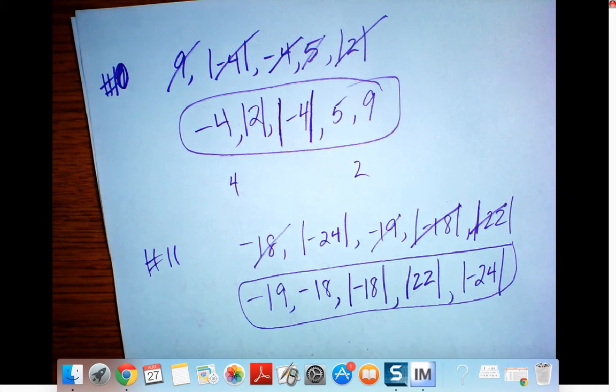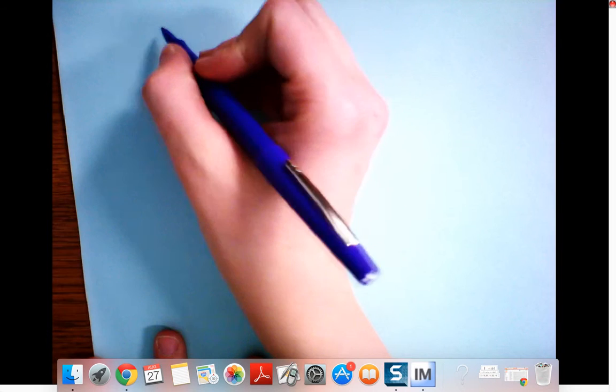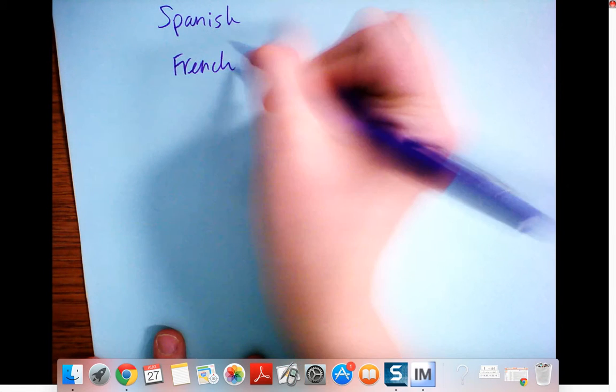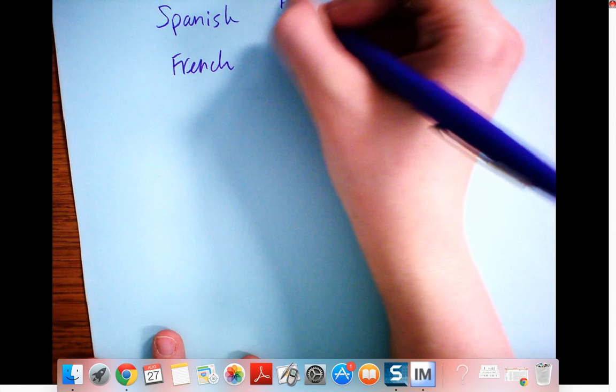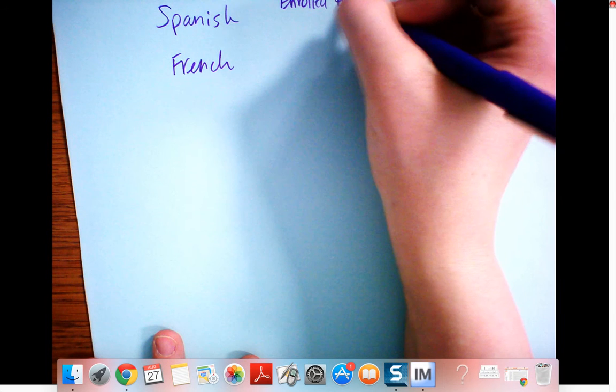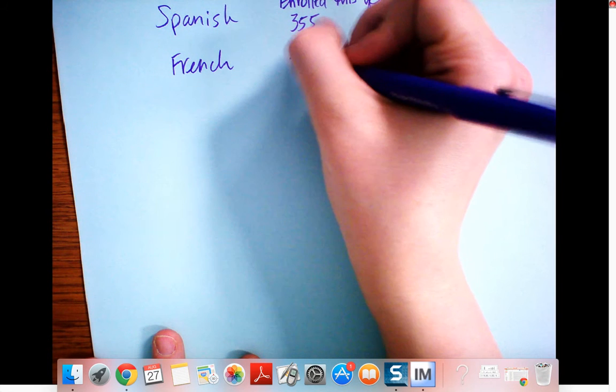Okay? Okay, one more problem. Challenge 12, 13, and 14 are for one particular problem. We have a chart that tells us the students enrolled in Spanish and French at Oak Grove High. It looks something like this. We have Spanish and French, students enrolled this year: for Spanish it was 355 and for French it was 229.